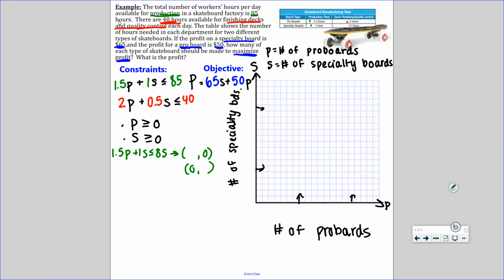I got 56.6 repeating. I'll make sure that's right. That's right? Okay. For some reason that feels weird, but it's okay to have decimals.